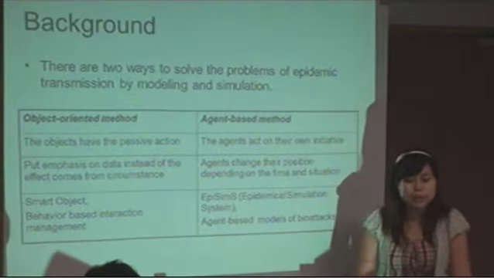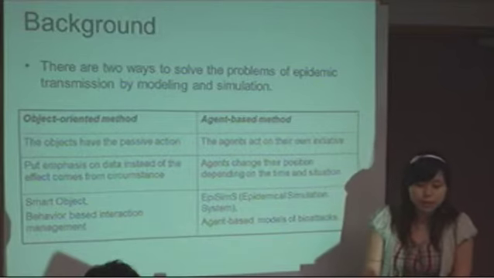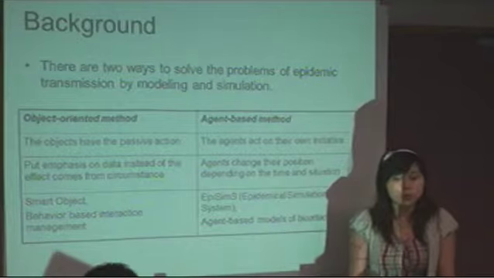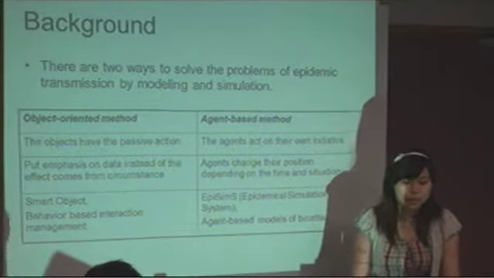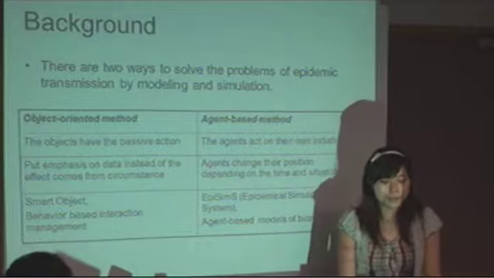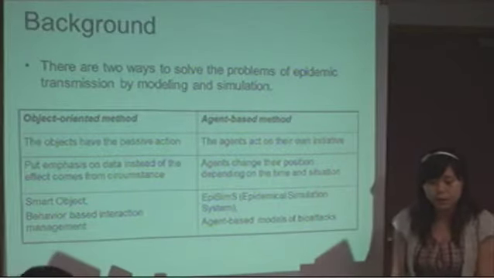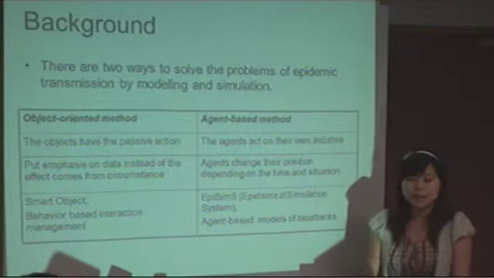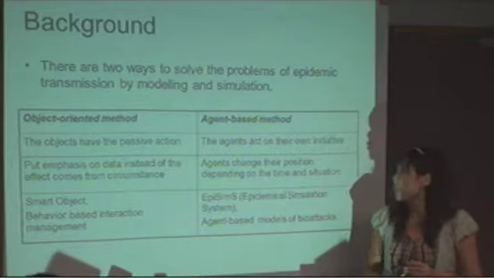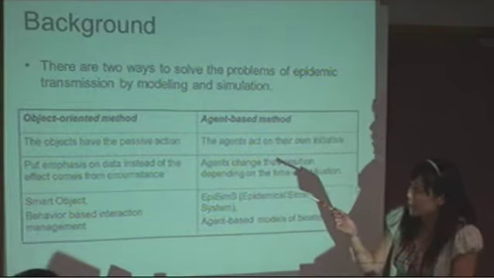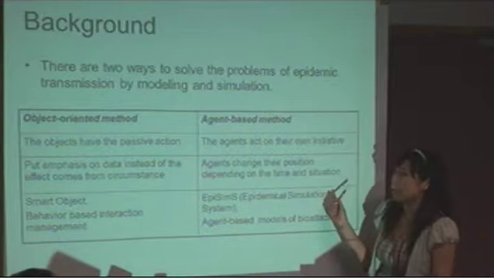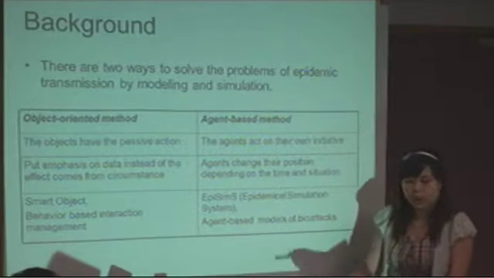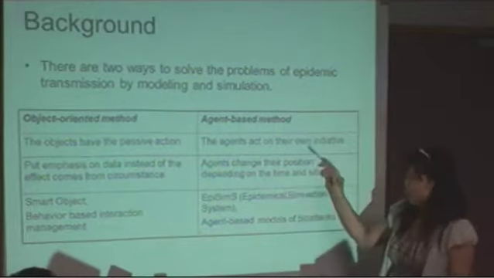In the past 2 weeks, I found some background about modeling and simulation to use StackMySearch to solve the problem of the epidemic transmissions. There are 2 ways to solve the problem of epidemic transmissions, that is, infectious. One is object-oriented method and agent-based models. I compared 2 of them and list the 3 of them.